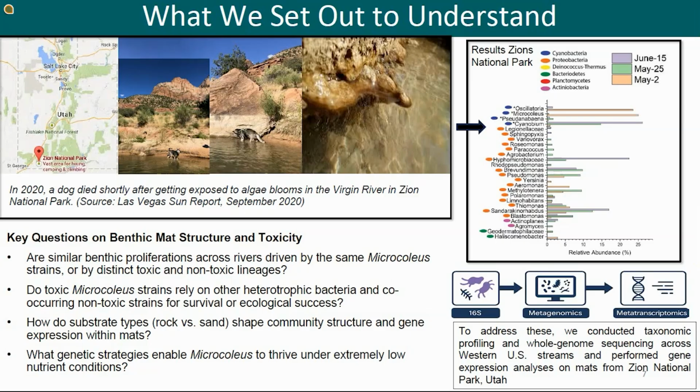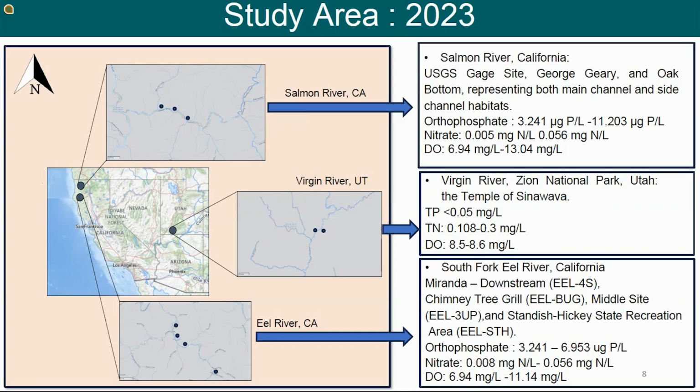Thank you, Dr. Goel, for the introduction. Now we will move towards more technical stuff, starting with the sampling area from where we collected benthic mats together with the team at Reno. We sampled 3 different river systems: Salmon River and Eel River from California, and Virgin River from Utah. We sampled from 2023 to 2025, but for this part of the discussion, I will only focus on the samples that we collected in 2023.